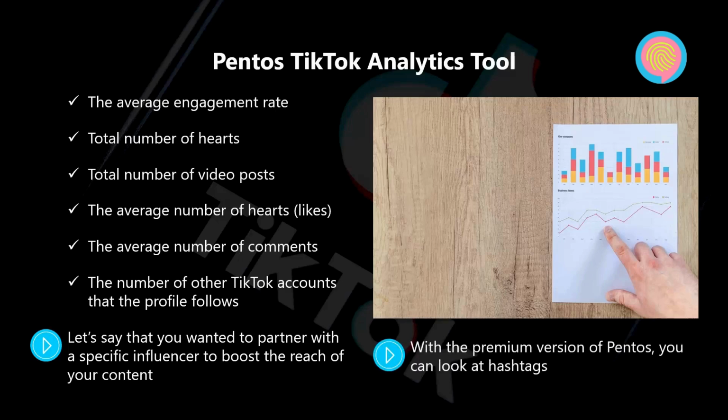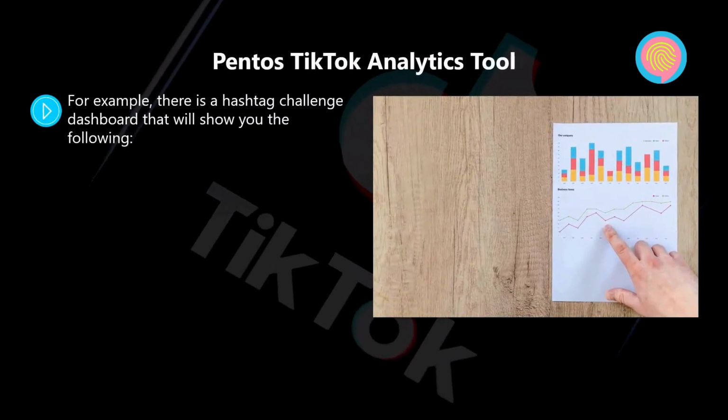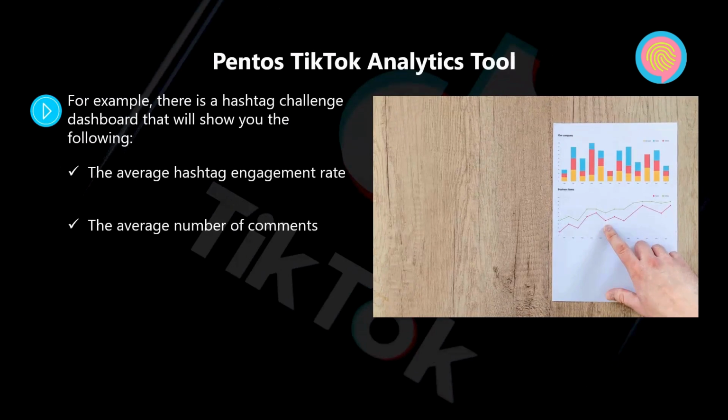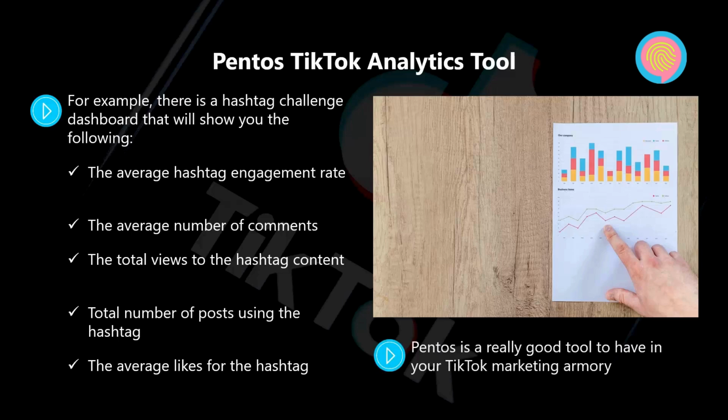With the premium version of Pentos, you can look at hashtags. For example, there's a hashtag challenge dashboard that will show you the following: the average hashtag engagement rate, the average number of comments, the total views to the hashtag content, total number of posts using the hashtag, the average likes for the hashtag. Pentos is a really good tool to have in your TikTok marketing armory. You can start with the free version and then upgrade from there when you need more details. Knowing the results that certain influencers and competitors are achieving will give you an edge.